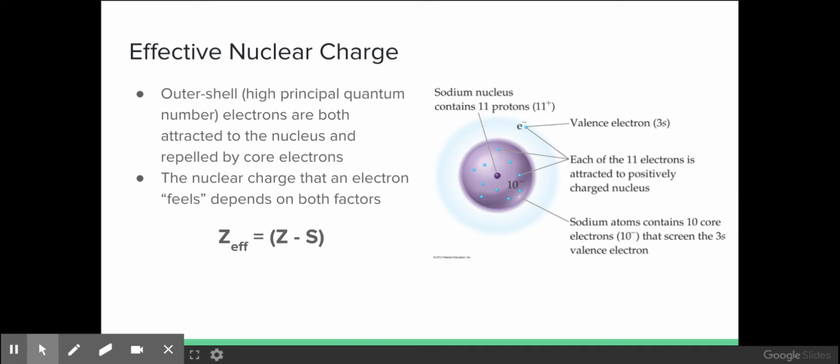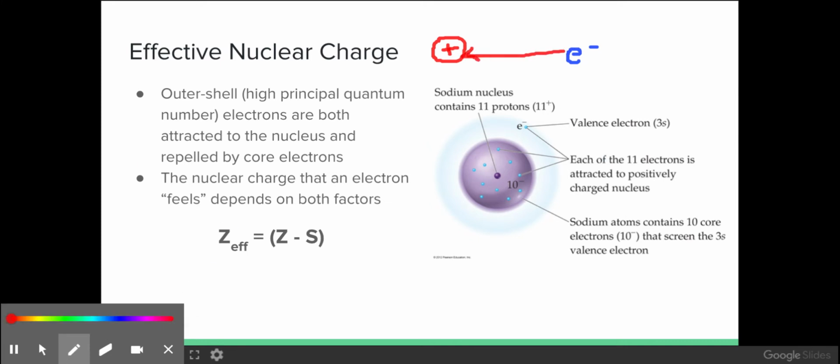One thing that I want to quickly review is effective nuclear charge. That's a big buzzword that's going to be coming up at various points throughout our discussion of periodic trends. The outer shell, which means the highest principal quantum number electrons, have two things going on. The first of which is, well, those electrons are attracted to the nucleus. So the nucleus is actually pulling on those electrons.